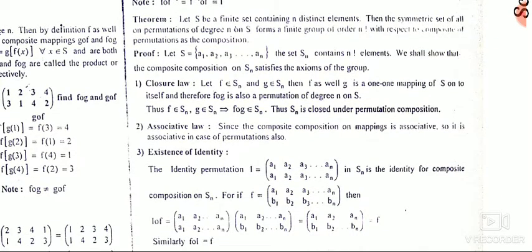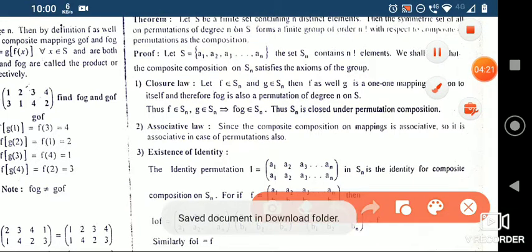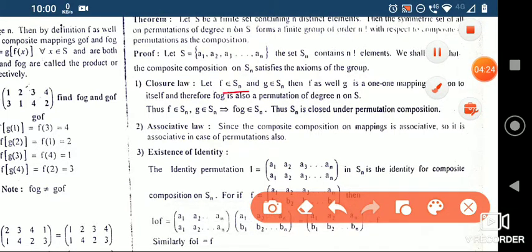So the proof. Let S be equal to a1, a2, a3 till an. The set Sn contains n factorial elements. We shall show that composition on Sn satisfies the axioms of a group. Which are the axioms of a group? First we have to show the closure law. Let f belong to Sn and g belong to Sn. What are they? f and g are one-to-one mappings of S onto itself.